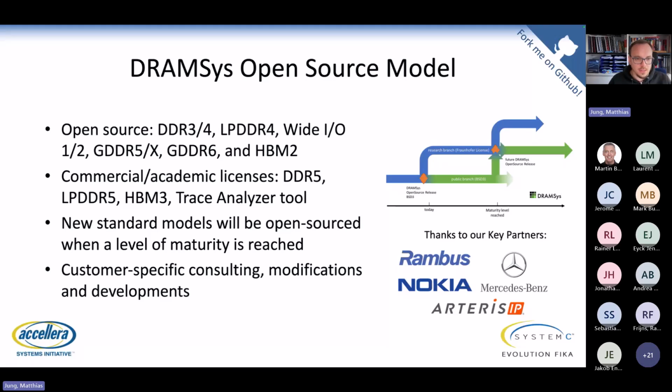And such a license is also not that expensive. We have many customers that are using DRAMSys, and when they license a standard, they basically support the development and maintenance, which is done by Fraunhofer. And if a new standard comes out, then we will open source the previous standard. So in a few days, hopefully we will have LPDDR6 out, and then LPDDR5 will also be open sourced soon. And then we offer customer-specific consulting and modifications. So that's a little bit the business model behind it.